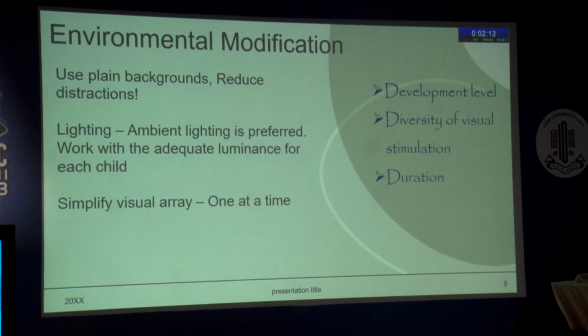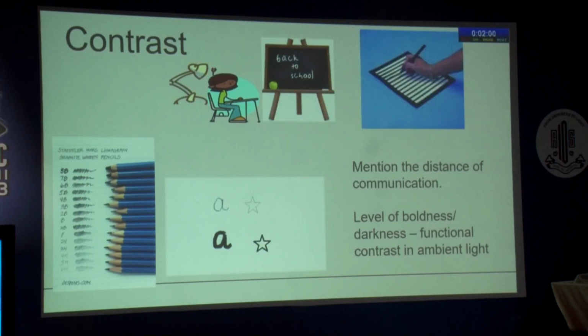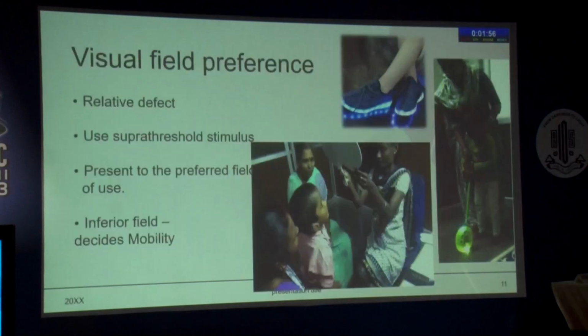Environmental modifications, the 3Ds, depending on the developmental level, diversity and duration. Use plain backgrounds, the ambient lighting, and simplify the visual array. Always give what contrast they have to work with, where should they be seated, and the important writing materials for learning and in school. Visual field, when you have a lower visual field, this decides the mobility.